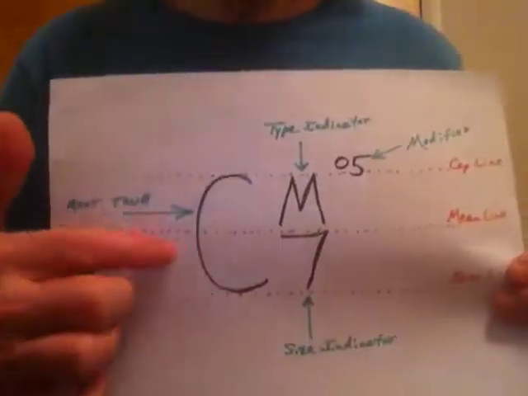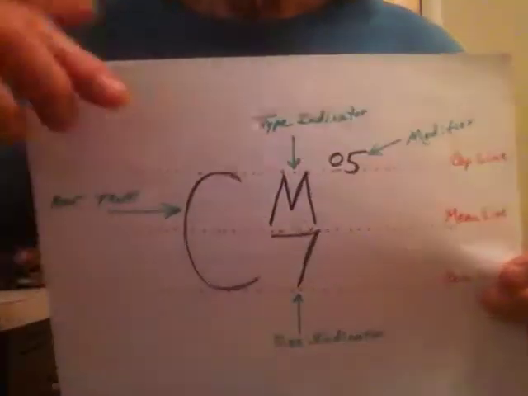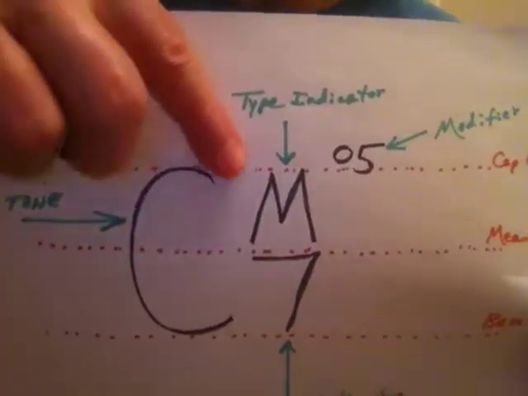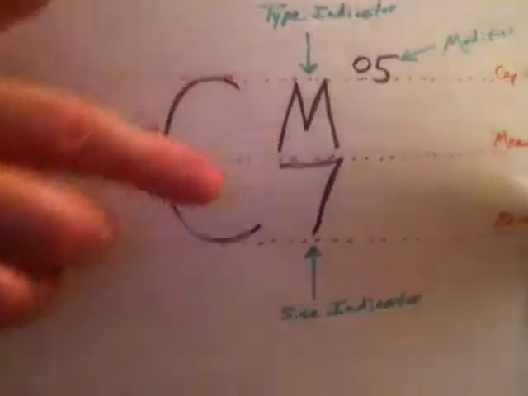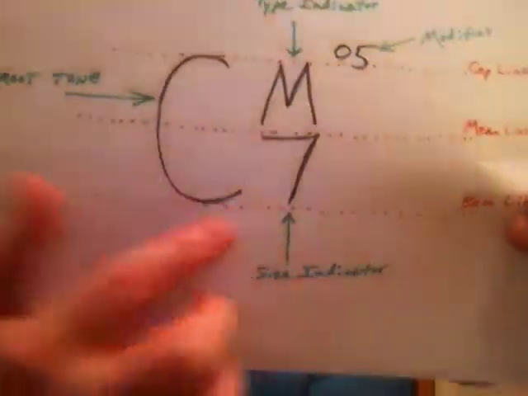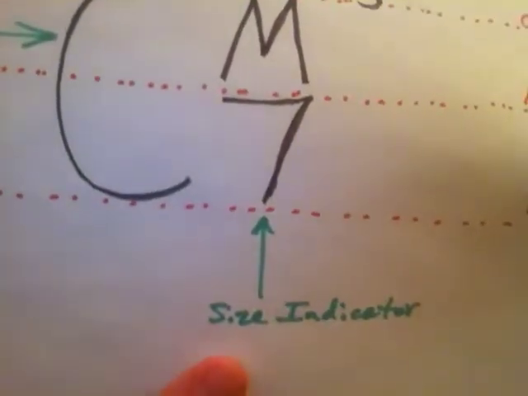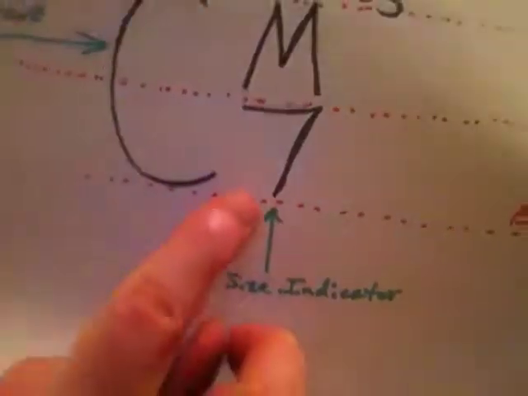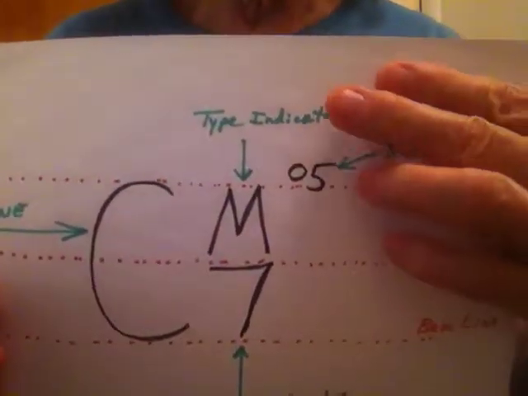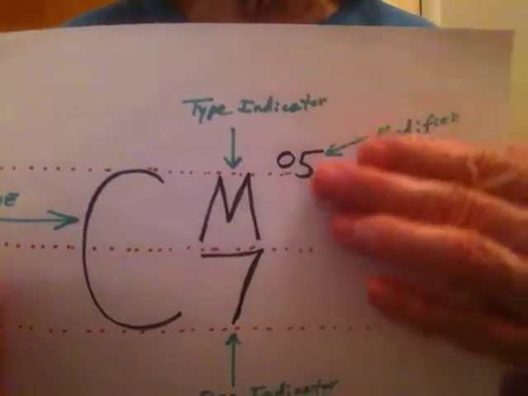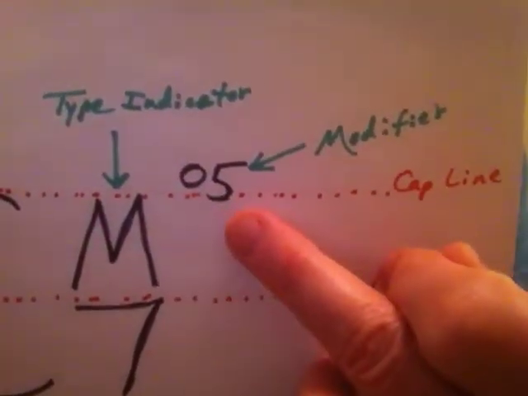So here's your root tone. That's real big, the C. That's your root tone. And this is the type indicator. This indicates the type of chord. Talk about that in a minute. This indicates the size. This is the size indicator. It indicates the size of the bass chord. That's the 7. And then up here you have your modifiers. And there might be several modifiers. It all depends on the chord that you choose. But I put the modifiers up here.